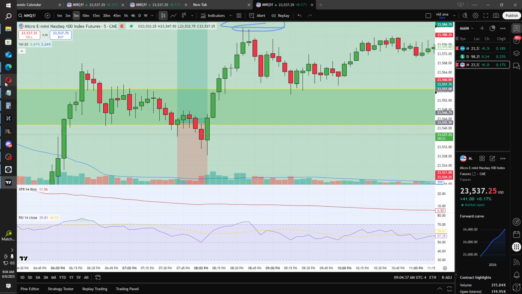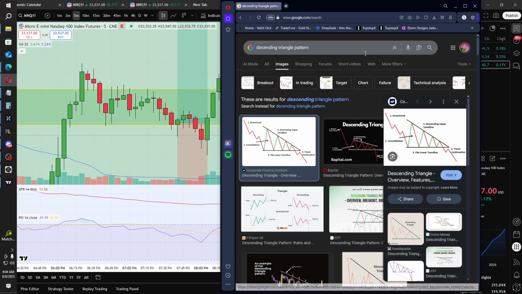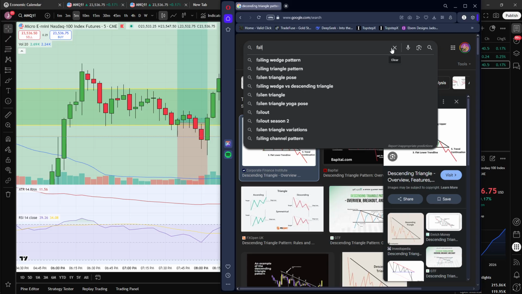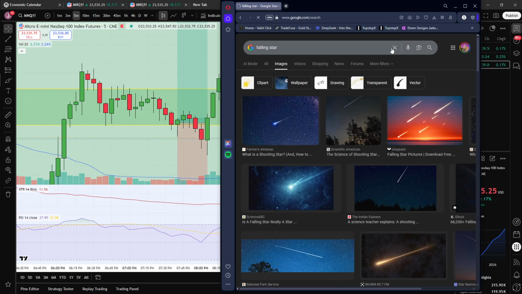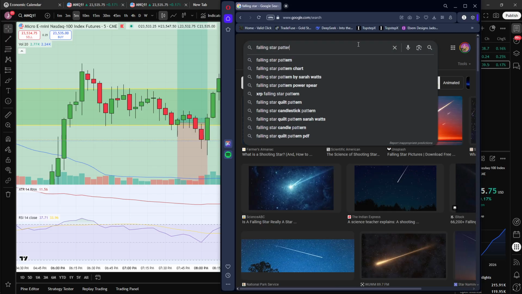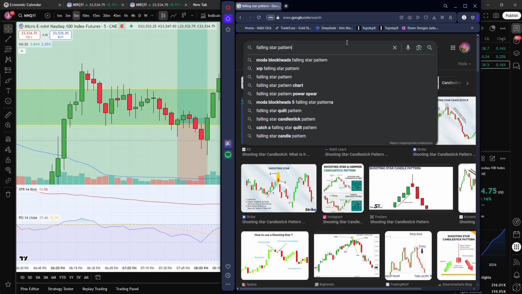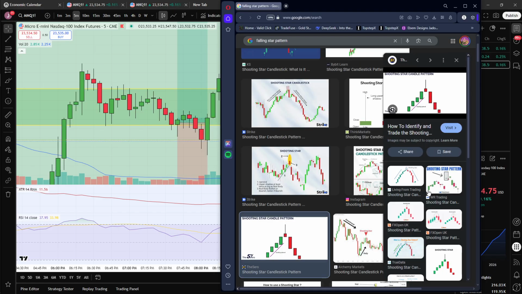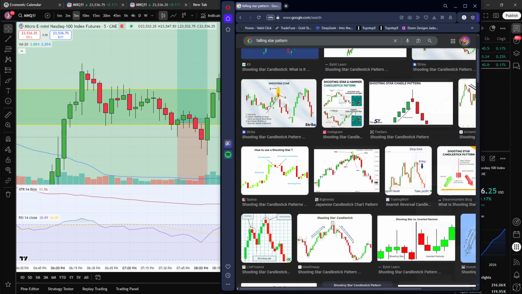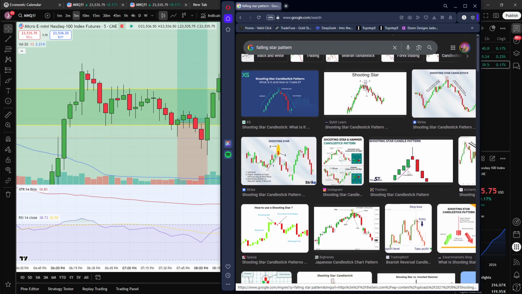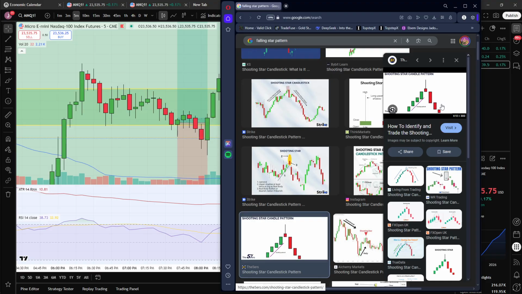Like I said, I don't know if I said this already, I'm sorry, I'm so tired, but I'm gonna start showing pictures of the patterns in the video. Falling star. So this is, oh, shooting star. Yeah, this is a shooting star, right? Yeah, it's called a shooting star. Sorry, but this is a shooting star.